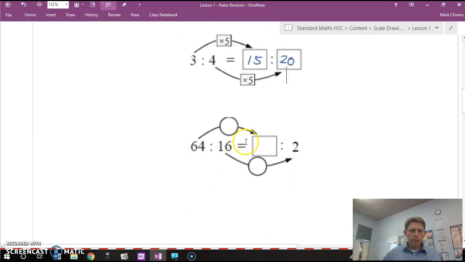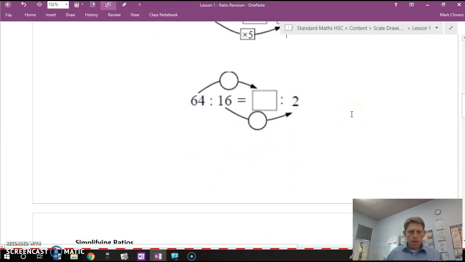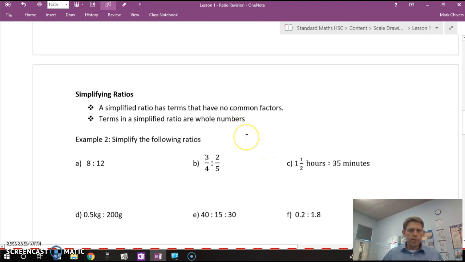And just as that works for multiplication, it also works for division. So if I've got a ratio of 64 is to 16, it looks like I've divided that there by 8, because 16's gone down to 2. So if I've divided that side by 8, I need to divide this side by 8 as well. 64 divided by 8 is going to be 8. Now, clearly we can see that that could be simplified even further, down to 4 is to 1, but I'll deal with that here.